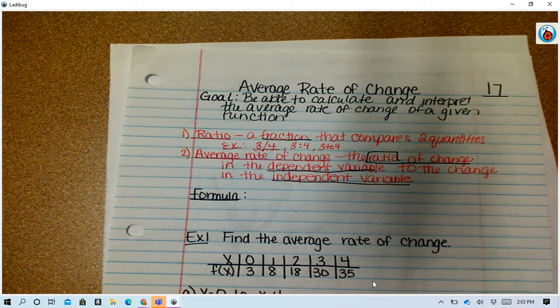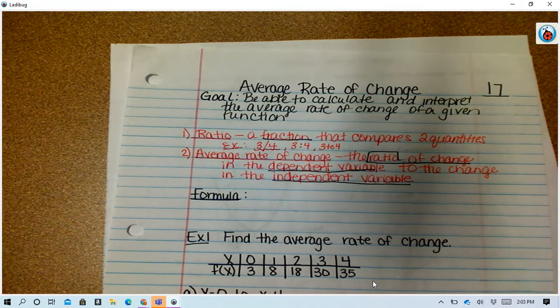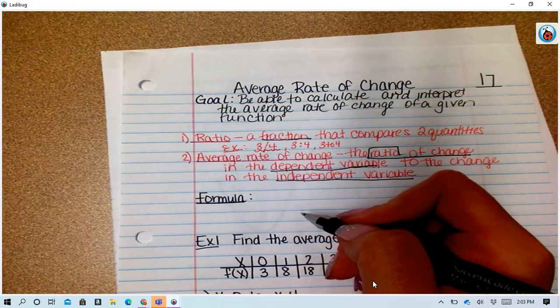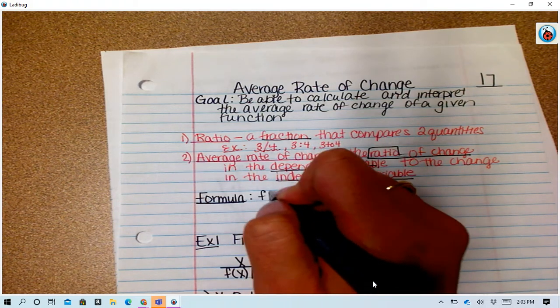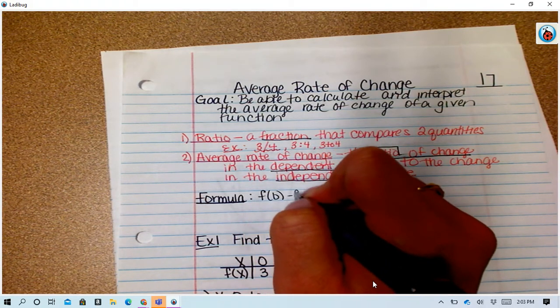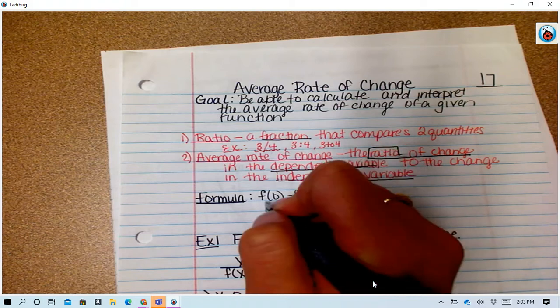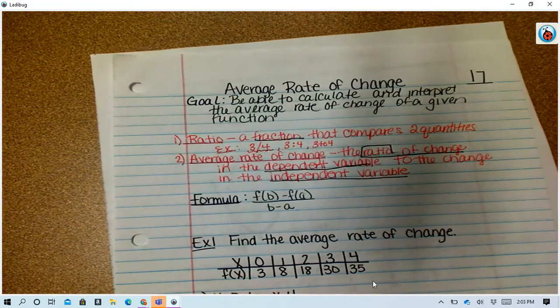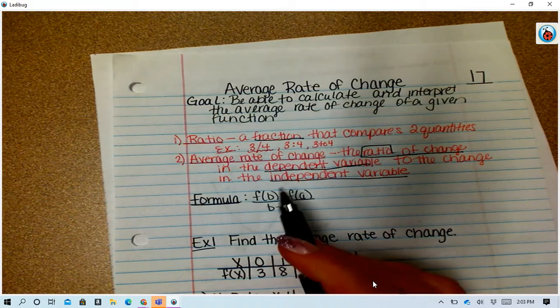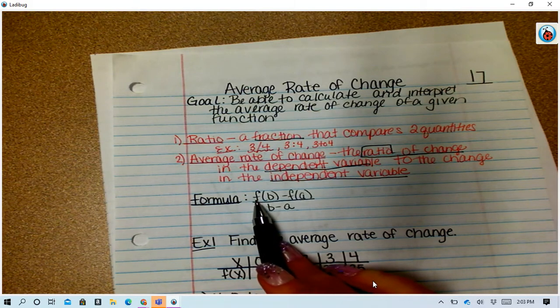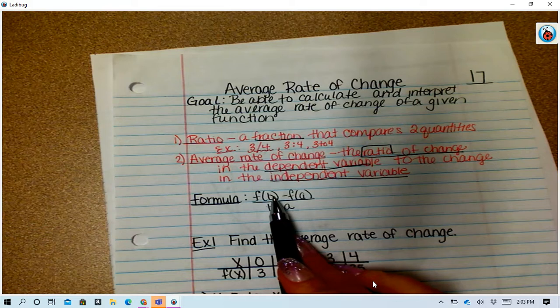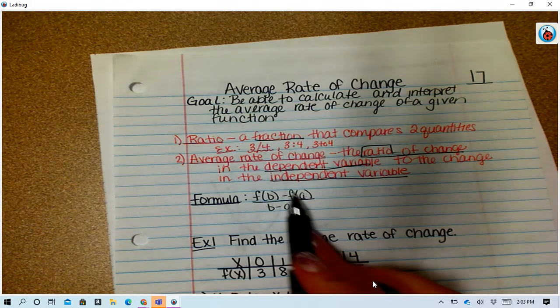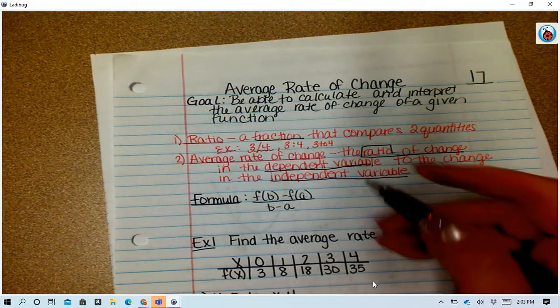So there is a formula for this, which would be f of b minus f of a over b minus a. So this is a function of b minus a function of a over b minus a. This is just the proper way to write it.